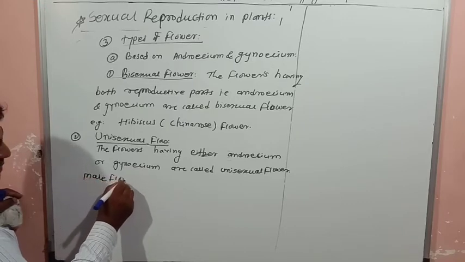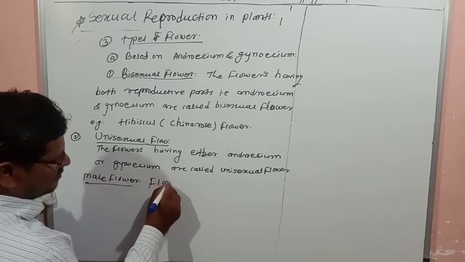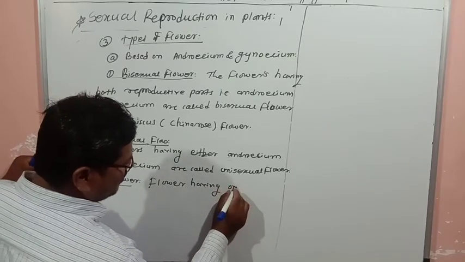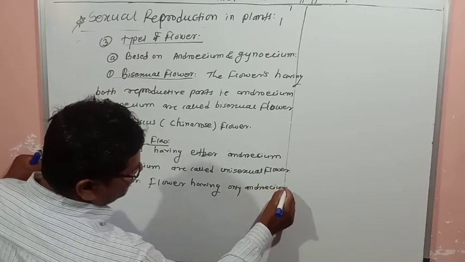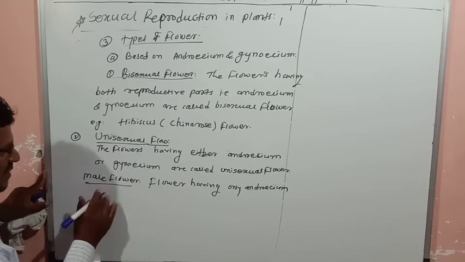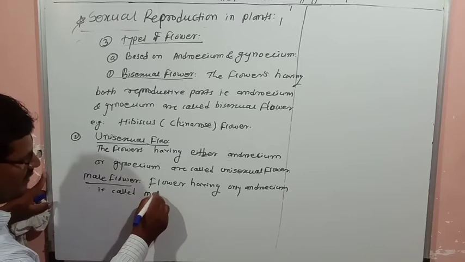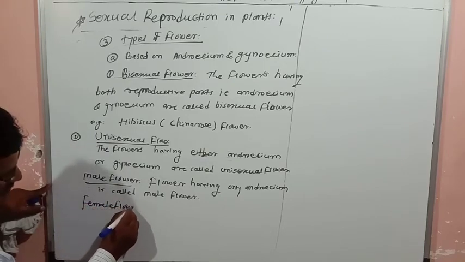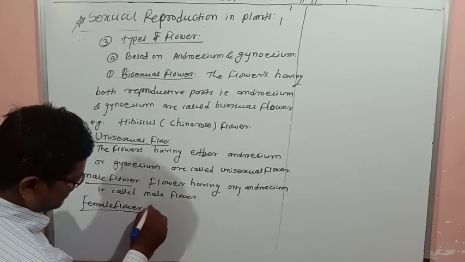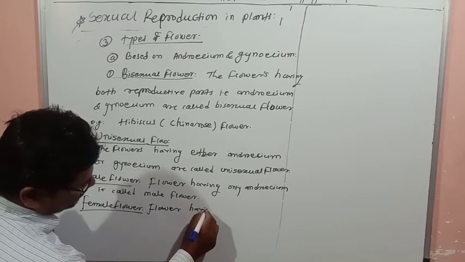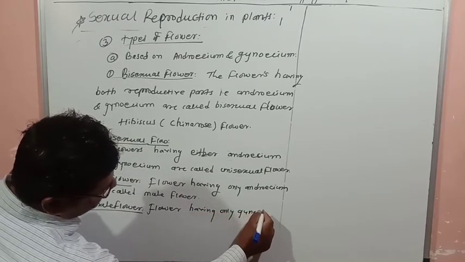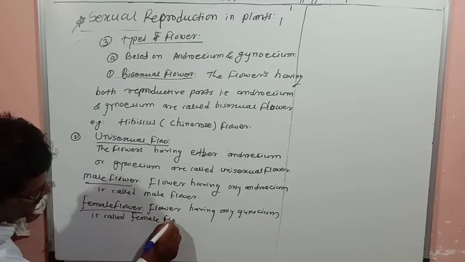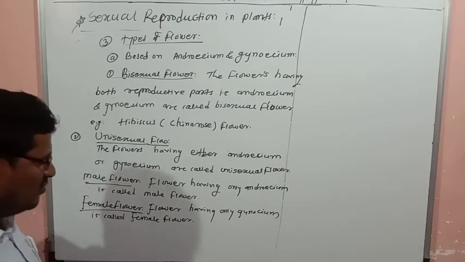In unisexual flowers, again two types are there. Male flower: a flower having only androecium is called a male flower. And a female flower: a flower having only gynoecium is called a female flower. Gynoecium is the female reproductive part.